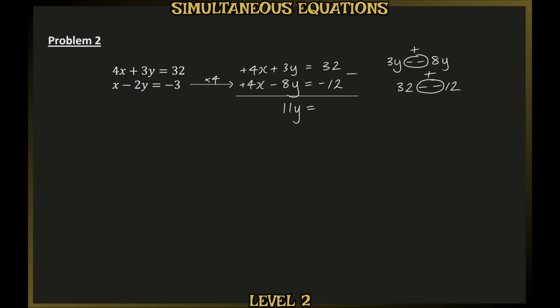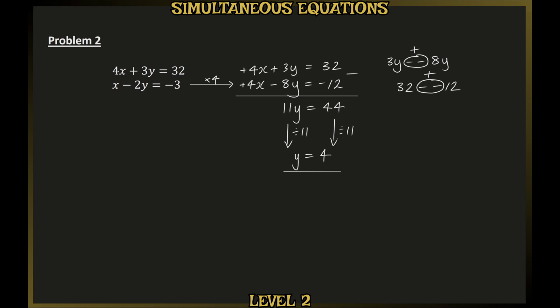And 32 plus 12 gives us 44. Now to find the value of y, we need to remove the times 11 from in front of the y. We can do this by dividing by 11 on the left and doing the same on the right. On the left, the times 11 and the divide by 11 cancel out to leave us with y. And on the right, 44 divided by 11 is 4. So y equals 4 is the first part of our solution.